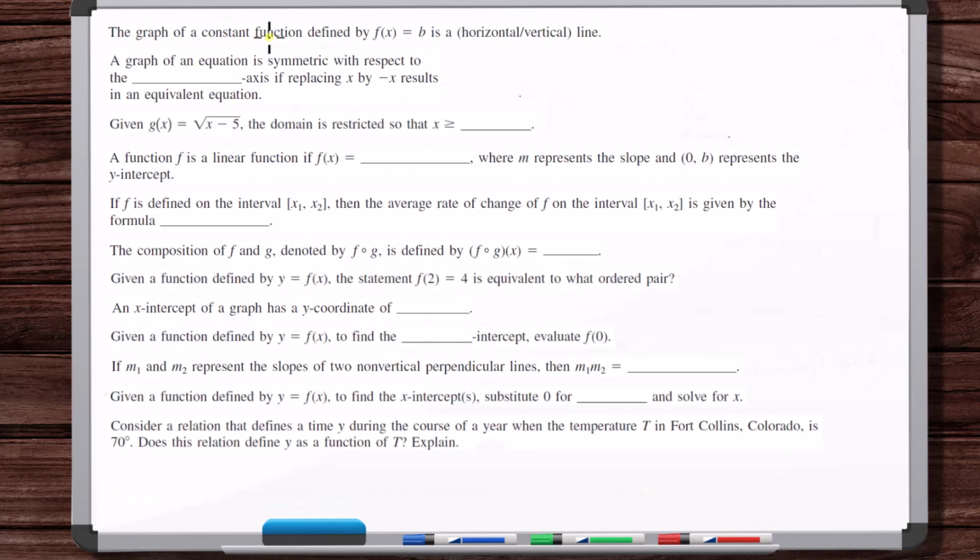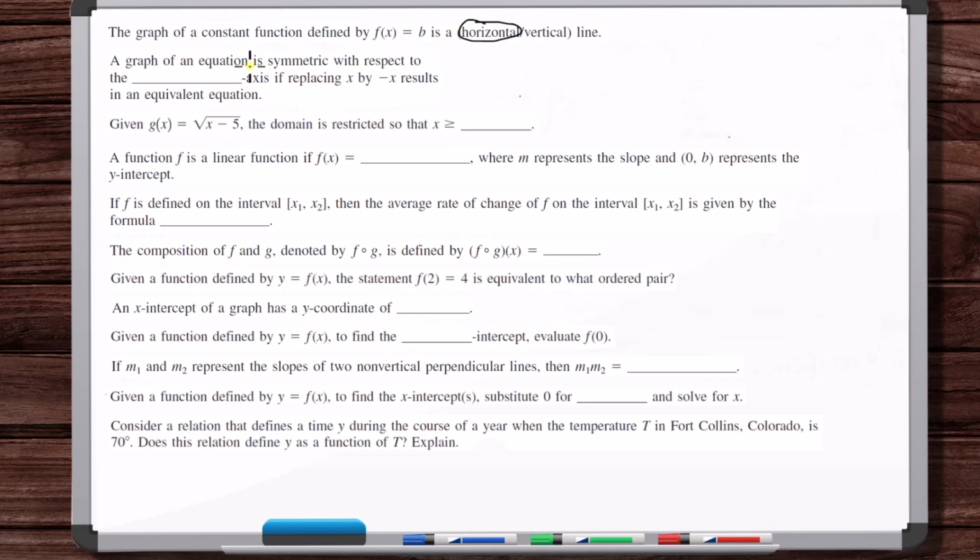The graph of a constant function defined by f of x is equal to b is what? A horizontal or vertical line. Okay, this is a horizontal line. Why is that? f of x is equal to b. For any x value you put in, the output is b. That's a horizontal line. This x, output b. This x, output b. This x, output b.